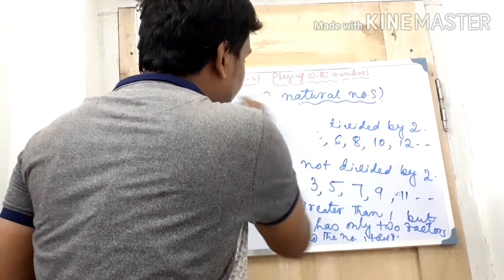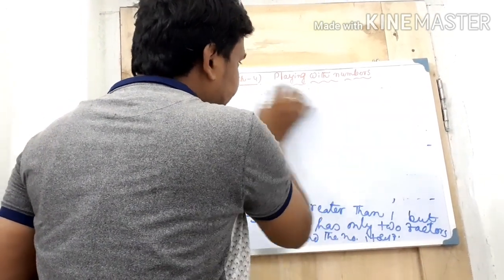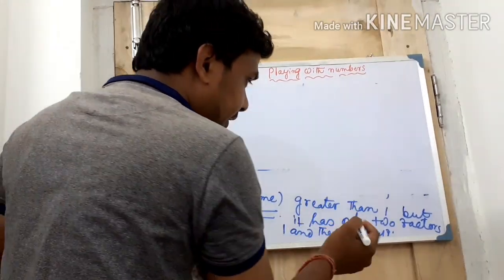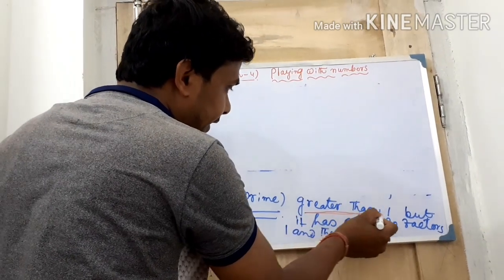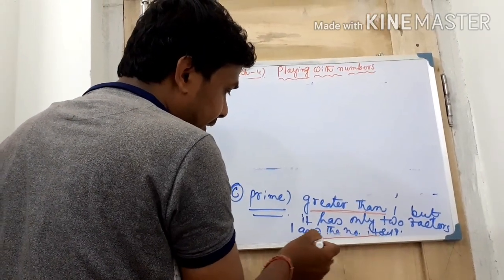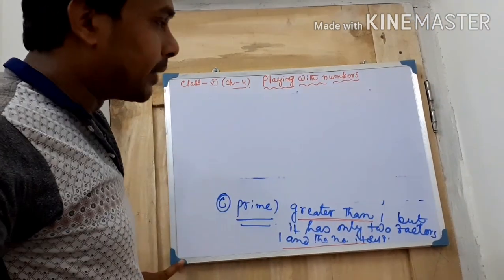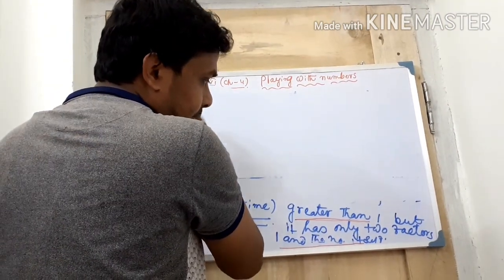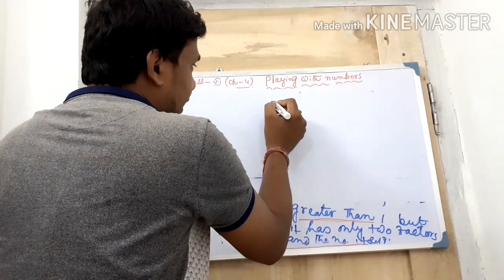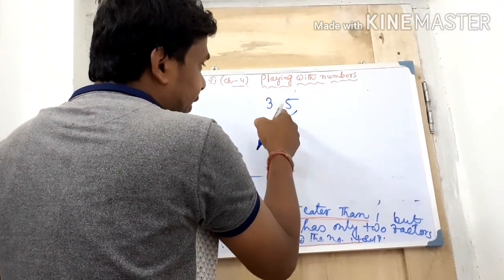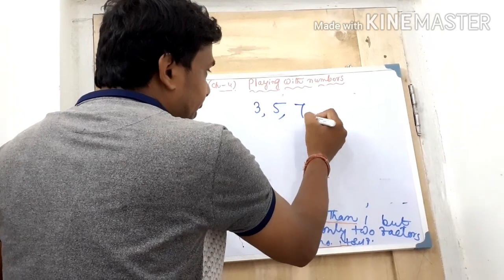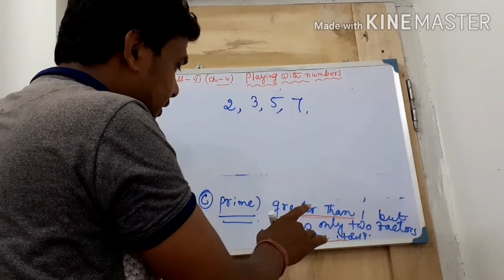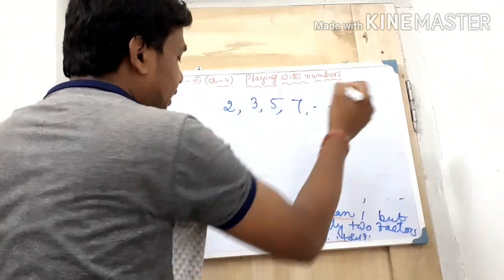Example of prime number: first, you have to notice that it should always be greater than 1, and there are two factors, 1 and the number itself. Suppose you write down examples like 3, 5, 7. Here you can also write 2. Okay, so these all are the prime numbers.